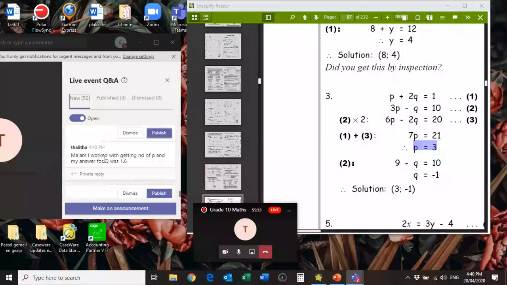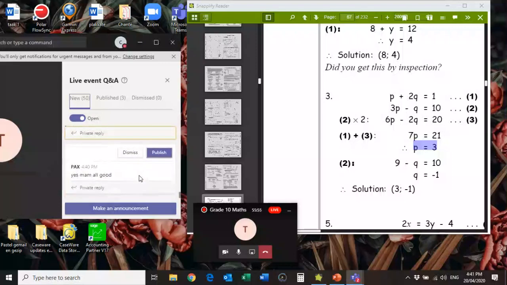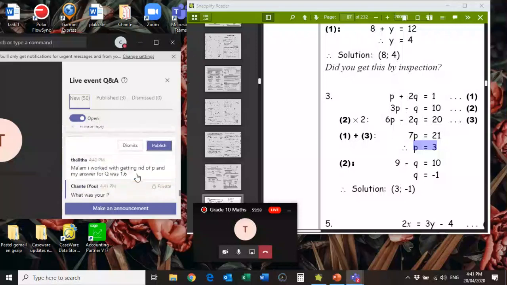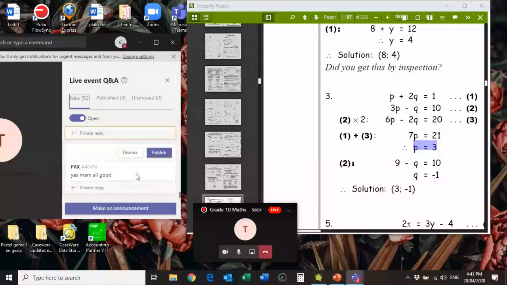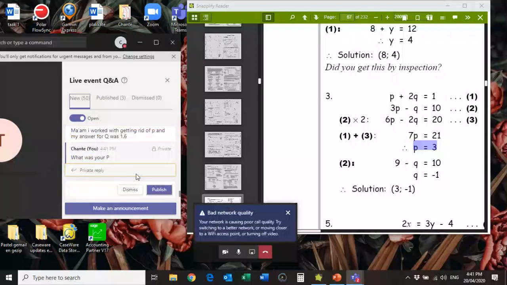Okay, Talita says she worked with getting rid of P. Okay, and then you got Q as 1.6. Okay, what was your P? Because that obviously determines your Q. Okay, great. Pack says all good. Well, I'm very happy for you. This is a good lesson for you. I'm happy.